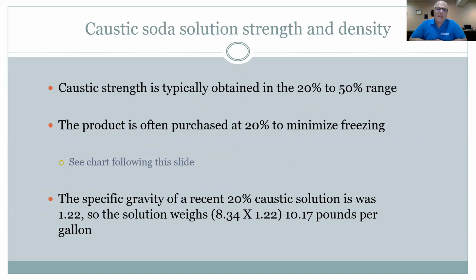Caustic strength is typically obtained in the 20 to 50% range, and the product is often purchased at 20% in order to minimize freezing. I'm going to show you a slide that will show you why that's done at 20%. Specific gravity of a recent 20% caustic solution that they got in was 1.22. So the solution weighed 10.17 pounds per gallon.